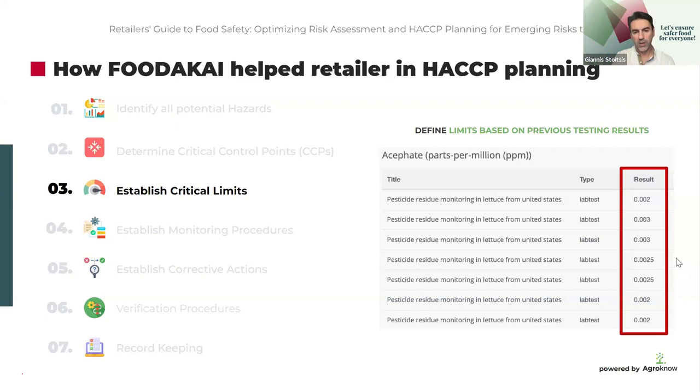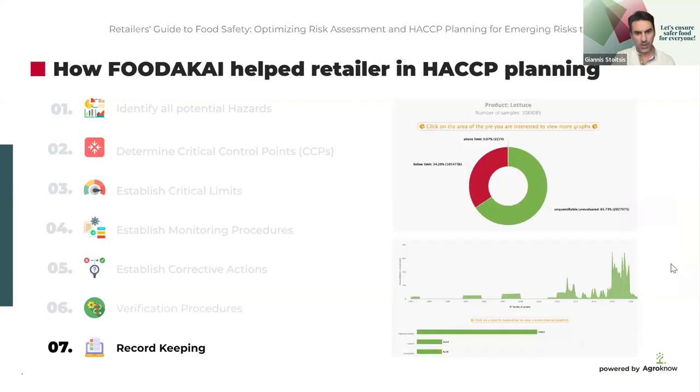I will move to the last part, which is record keeping, which is very important in a HACCP plan. It's very helpful to have all the records stored in a central place, either the audit reports for our PL manufacturers or all the testing results. All these things can also be done in Fudakai. I'm showing here an example of how all the testing results of the monitoring program implemented by a retailer can be stored in the system and continuously monitored.